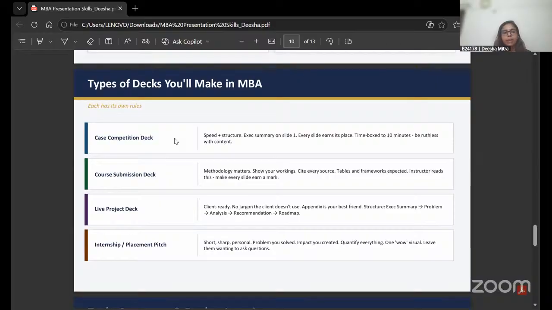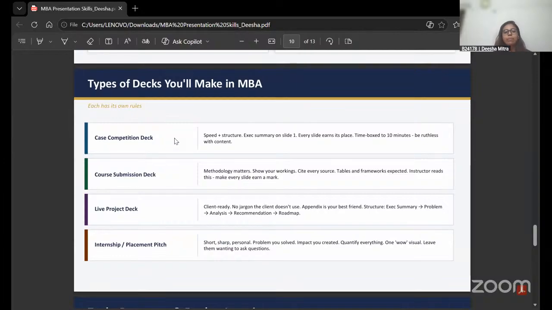Sometimes some case competitions ask for a one pager or two pager solution. Some ask for an extensive one. I'll show you both how one pager works versus how an extensive deck works. The one pagers are mostly your executive summaries, where in one page you try to describe the entire thing. So you have to put everything there. So these kind of decks are very cluttered.